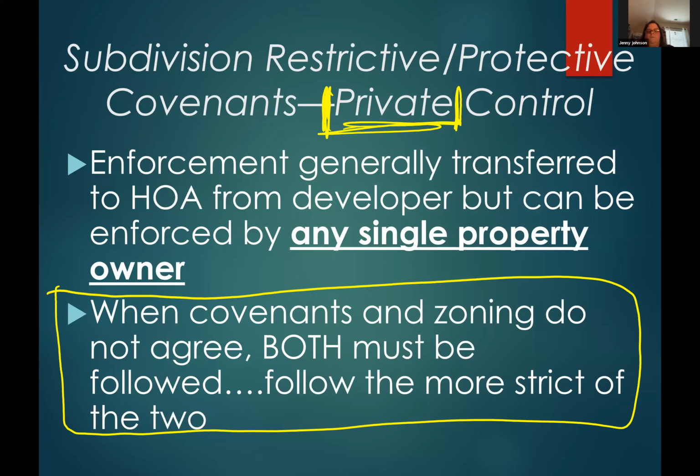And also no chain link. Now, the covenants don't say anything about chain link, but they say nothing over 6 feet tall. The zoning says no chain link and nothing over 8 feet tall. You're going to follow both of them. So you follow both rules. Wood fence that's 5 feet tall. What's the maximum height of your fence?